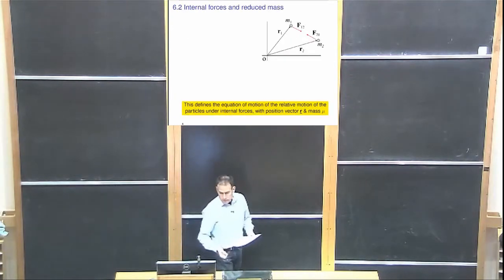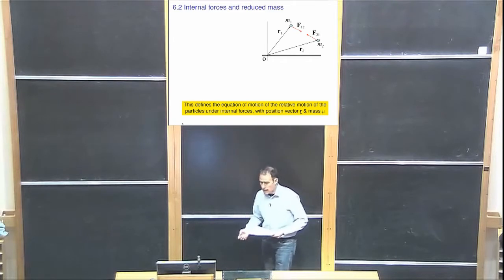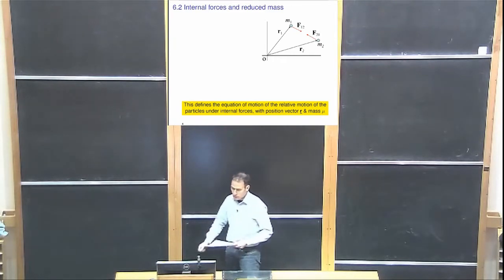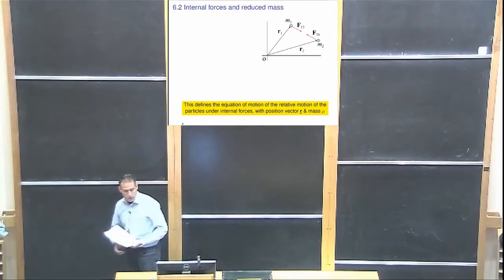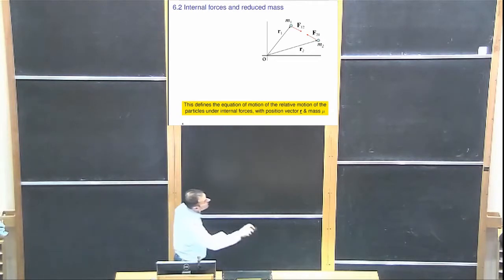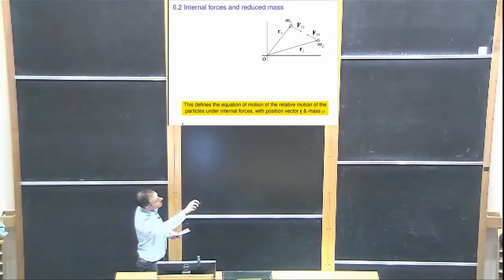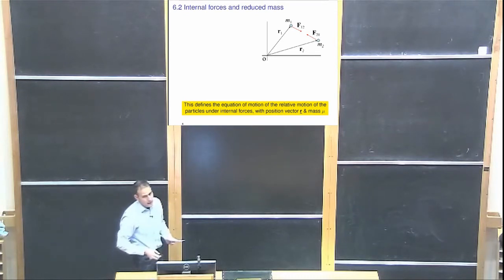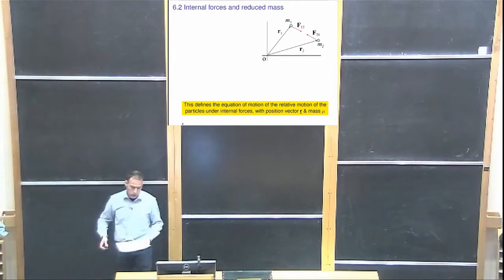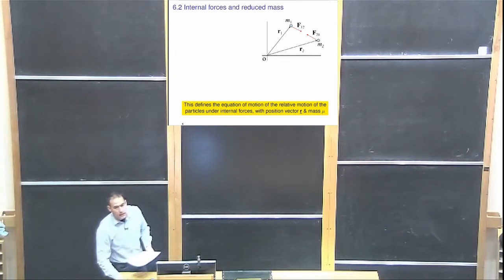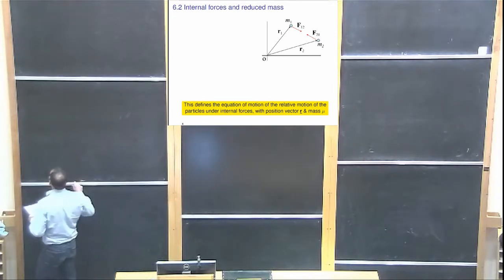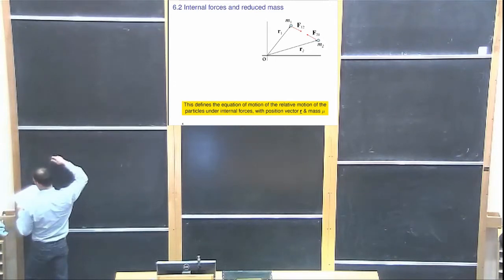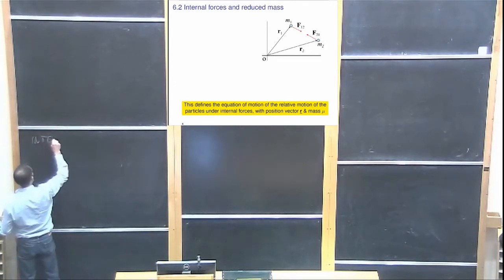Now, internal forces and reduced mass. We'll start building up some of the components we need for the center of mass frame. So we have this diagram here on the right hand side. We've got somewhere an origin, two masses M1 and M2, and they have internal forces. Could be electrostatics, could be gravity, whatever, but it's only internal forces, where we can use Newton 3.